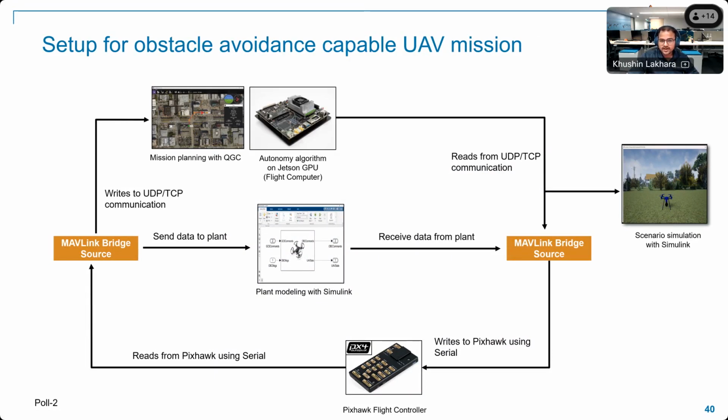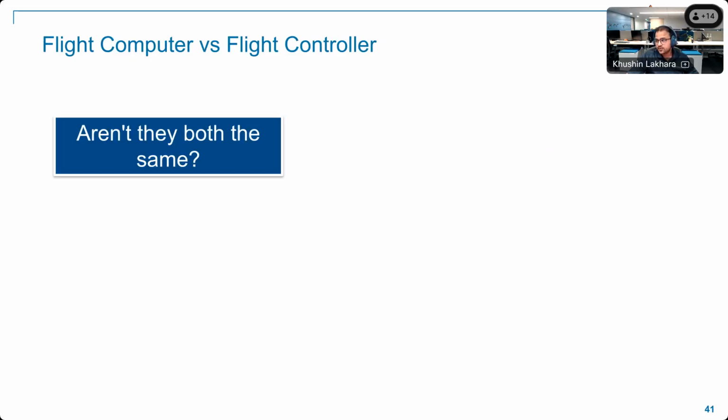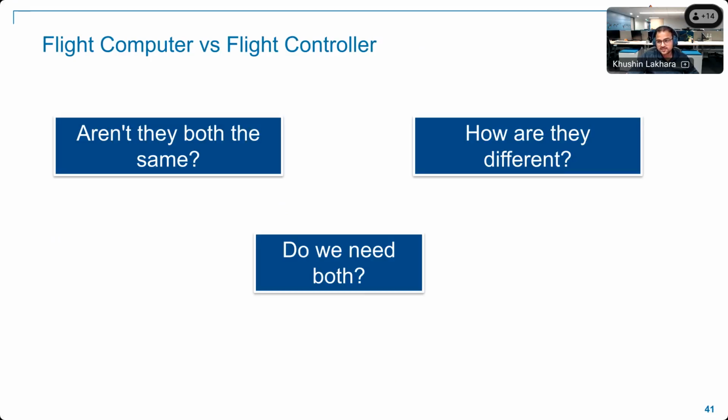Can anyone let me know in the chat or on the mic what is the difference between a flight computer and a flight controller? The first time someone asked me, my doubt was, aren't they both the same? And if they are not the same, how are they different? And do we really need both? Because if I can deploy the flight controller code to the Pixhawk autopilot, and the Raspberry Pi and GPU have better space, better memory, better performance, why don't we simply deploy both codes there?